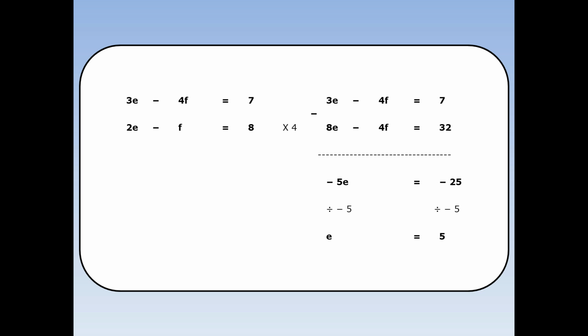But I also need to find out what f is equal to. So again, I need to rewrite one of the original equations. It doesn't really matter which one this time. I'm going to choose the second one. And I'm going to substitute in e is 5 into it. And that way I'll find out what f is as well. So, rewrite the original equation, 2e minus f equals 8.